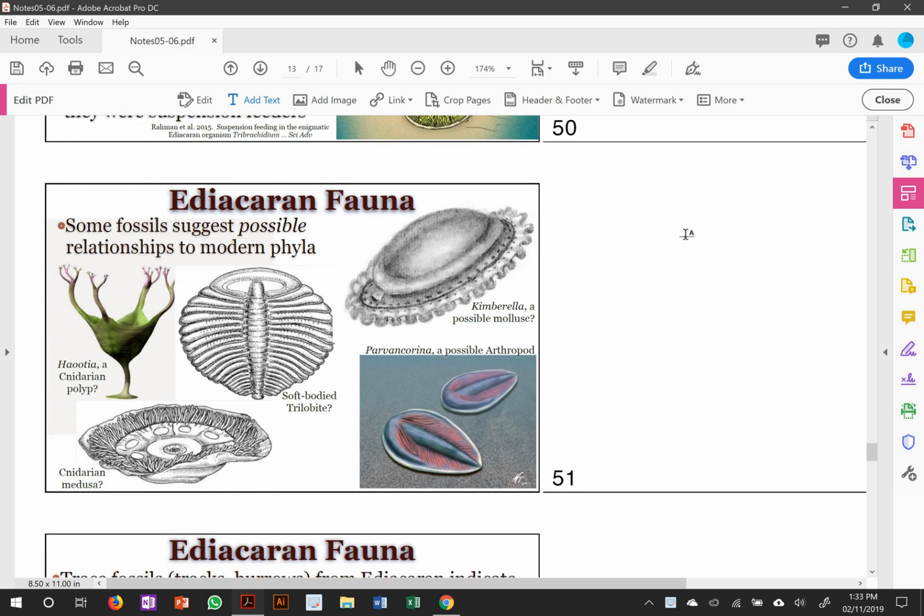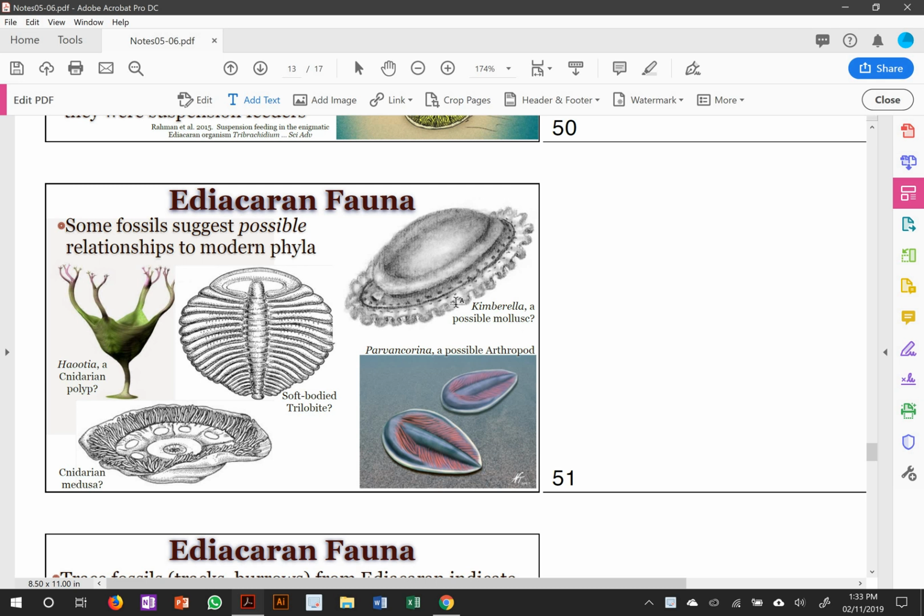There are some fossils that do suggest a relationship to modern animals, so we're starting to see phyla. Here are some examples. This is a reconstruction of a fossil of an animal called Haootia, something like that, which has been interpreted as a possible cnidarian polyp. There have been fossils interpreted as cnidarian medusae. There's a fossil that's interpreted as a possible soft-bodied trilobite, sort of an early arthropod, but without the hard shell.